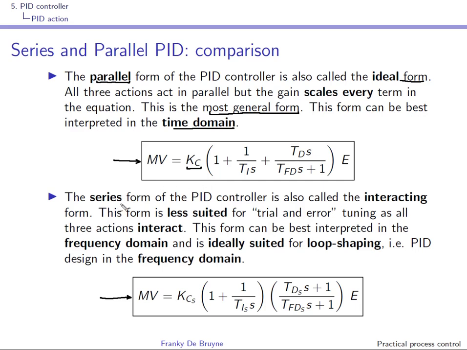The series form of the PID controller is also called the interacting form, and it's less suited for trial and error tuning because the three actions interact, as you can see in the equation. Okay, so the advantage of this form is that it can be used very well in the frequency domain, right? So it's ideally suited for loop shaping. This is what you've seen in last year's course, Fundamentals of Control Theory. So loop shaping is PID tuning, but in the frequency domain.